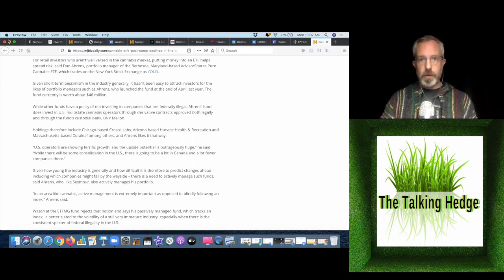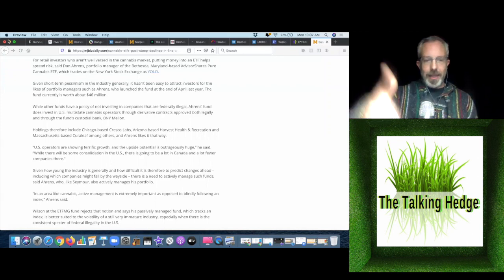It makes it much more difficult to manage those funds when you start getting to $1 billion, but it just means you need to increase the number of opportunities or securities that that AI algorithm can invest in, which is what we have planned. So the old adage was that in an area like cannabis, active management is extremely important as opposed to blindly following an index.